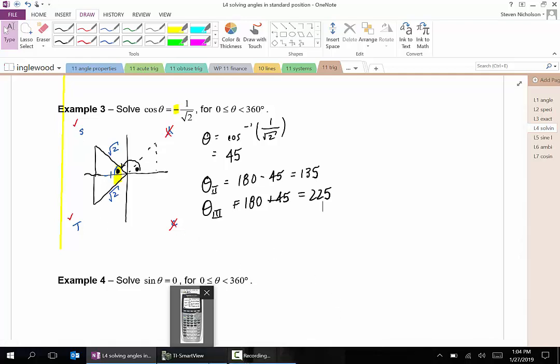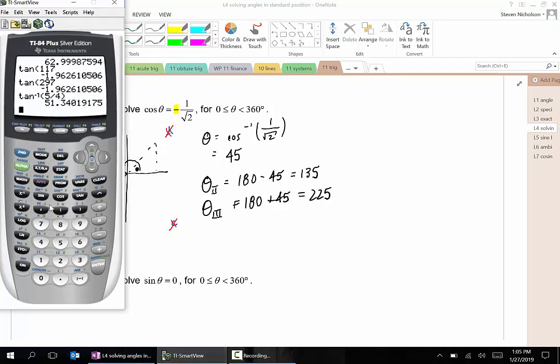And just to check our answer, -1 over root 2 is about -0.7071. So let's see what the cosine of 135 is. And there it is right there. And let's see what the cosine of 225 is. And there it is right there. So both of those are correct.